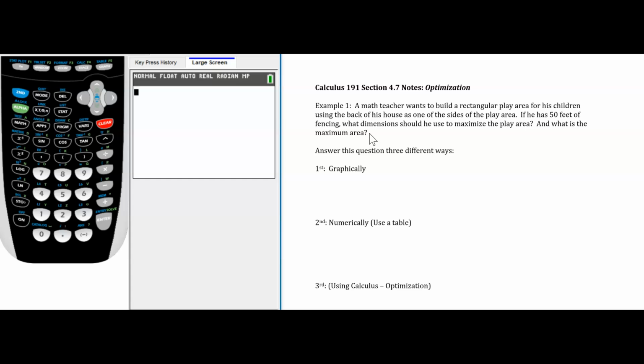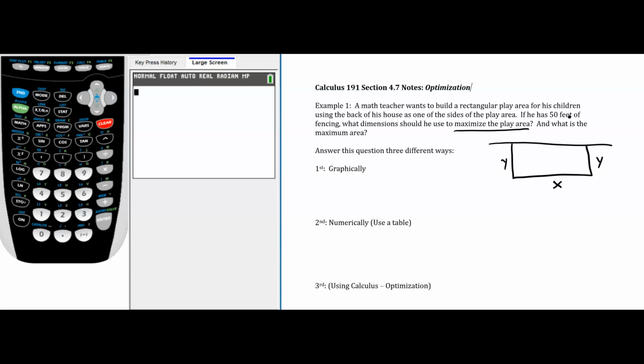So to begin, I'm just going to sketch my picture here, and this is going to be the back of the house right here, and the back of the house is one of the sides of the play area, and so the play area is going to be rectangular. So it's just going to look something like this. And we can see that since this is a rectangle, we have a dimension here, call that x, and then we have a dimension right here, we'll call that y. And so our goal in this question is to maximize the play area given certain constraints.